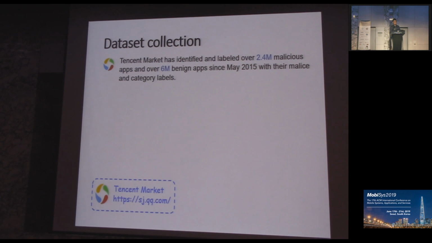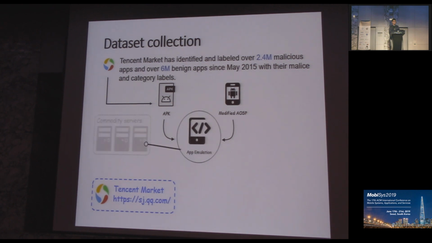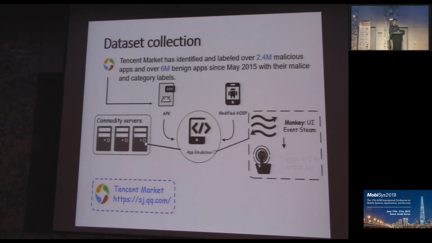Next, let me introduce where our dataset comes from. Our dataset all comes from T market. T market is Tencent market, which has identified and labeled over 2.4 million malicious apps and over 6 million benign apps since 2015. We used a part of the sampled APKs from this big database, as well as a modified AOSP system where we added some log code for overlay feature extraction.